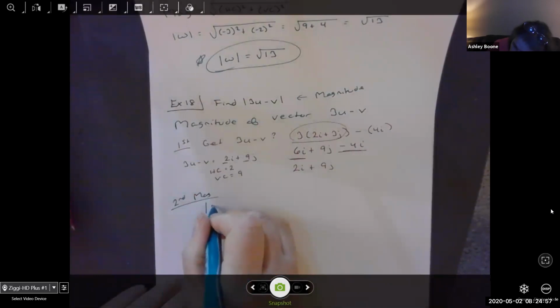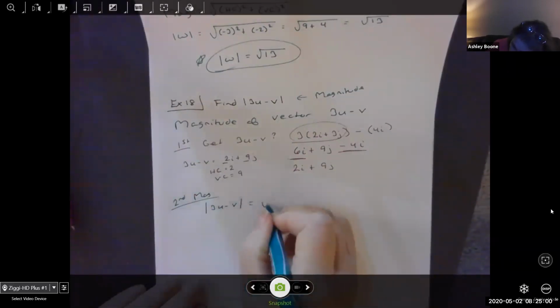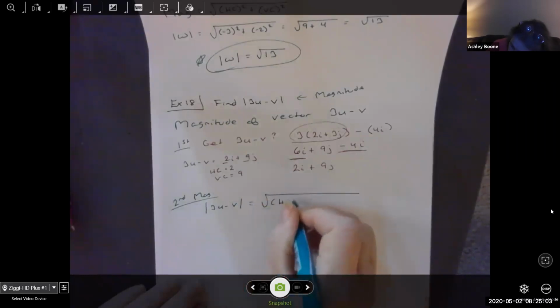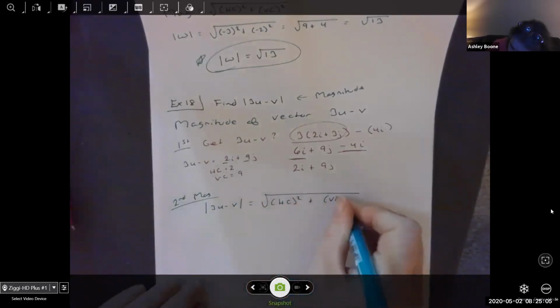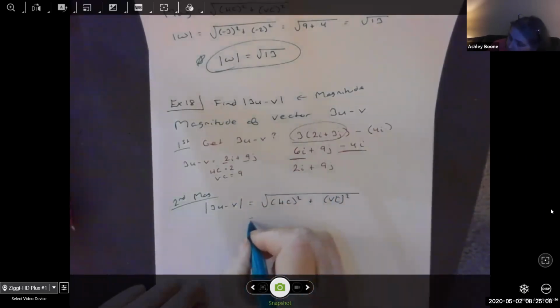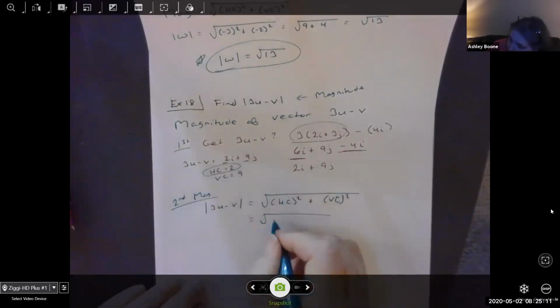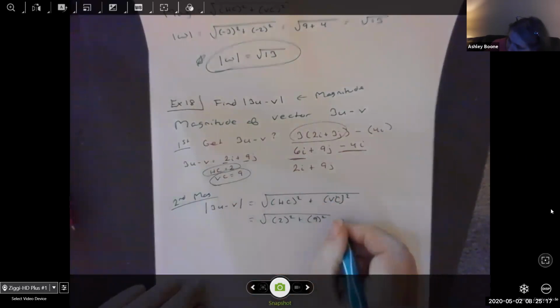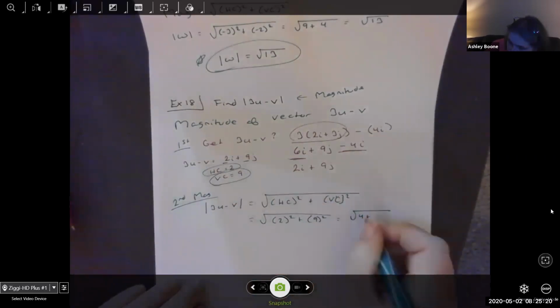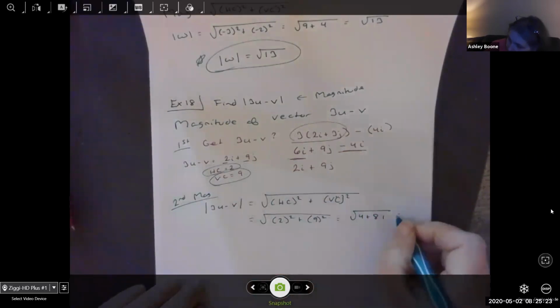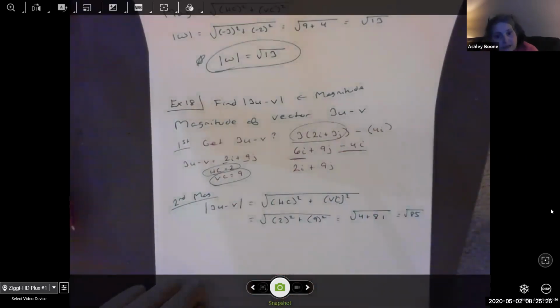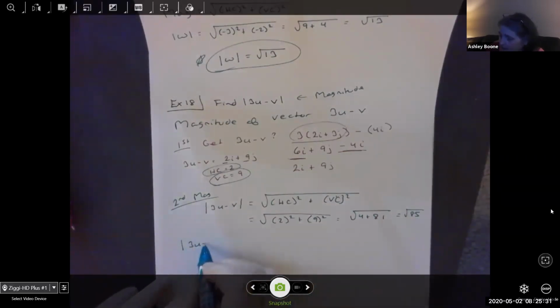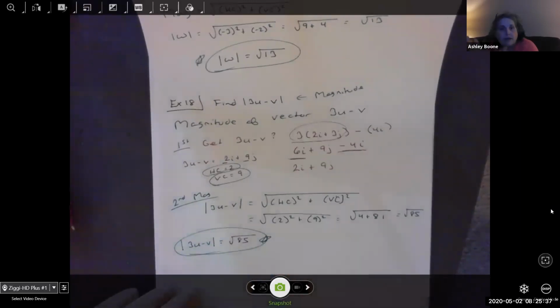The magnitude of 3u minus v is going to be the square root. Take your horizontal component, square it. Your vertical component, square it. Add them together, take the square root. So that's going to be the square root of horizontal component 2 squared, that's 4, plus vertical component 9 squared, that's 81. That's an 85. That won't simplify. If it would simplify, you would. So our answer, the magnitude of 3u minus v, is the square root of 85. That is the length of that vector.